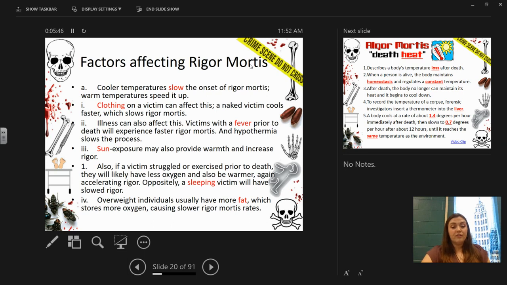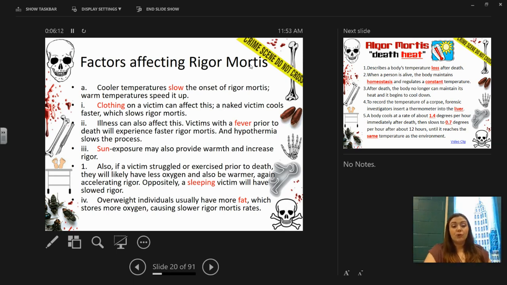Illness can also affect this if victims died with a fever. So they were sick, they had a fever. The fever makes them warmer. Warmer speeds things up. So they experience faster rigor mortis. It's going to happen probably before 2 hours are up. Or if they died of hypothermia, so they're freezing to death, then it's going to slow the process way down. Their body's really cold. Sun exposure may also provide warmth and increase rigor. So if they're left outside in the sun, it's going to speed up the process.